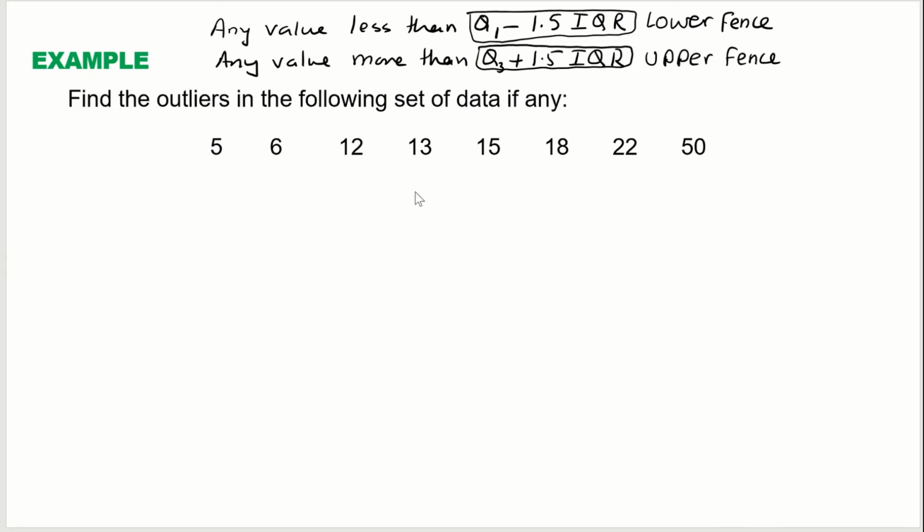So here we have the data set given, and this is already arranged. The number of observations is 8. So to find Q2 or median, we need 4 observations on this side and 4 observations on that side. So here you will have your Q2 or median, which is the average of 13 and 15. So your second quartile is equal to 13 plus 15 is 28, 28 divided by 2 is 14.